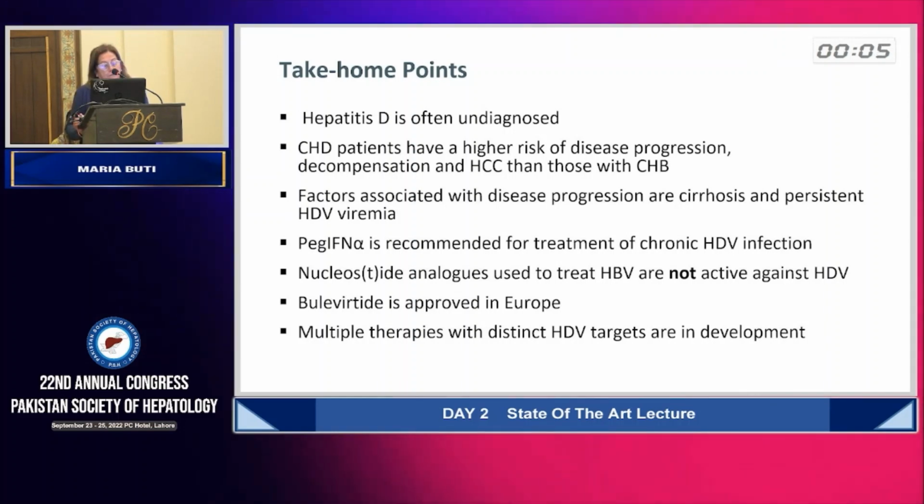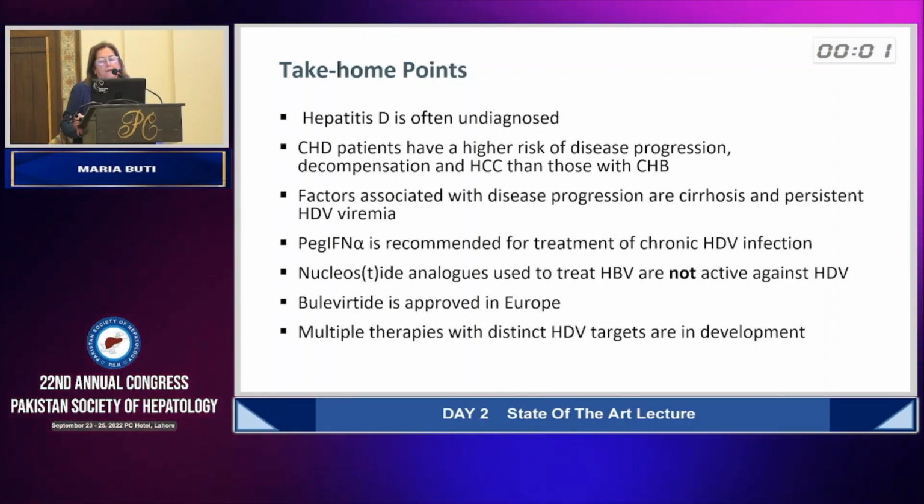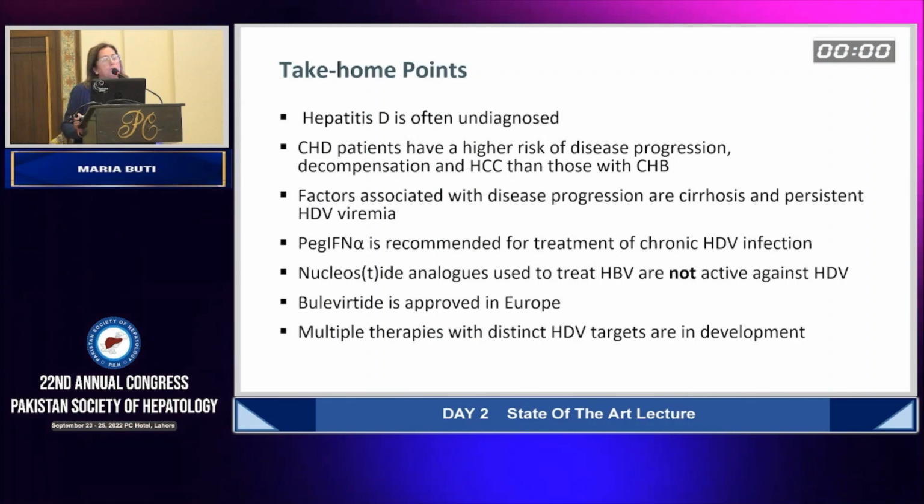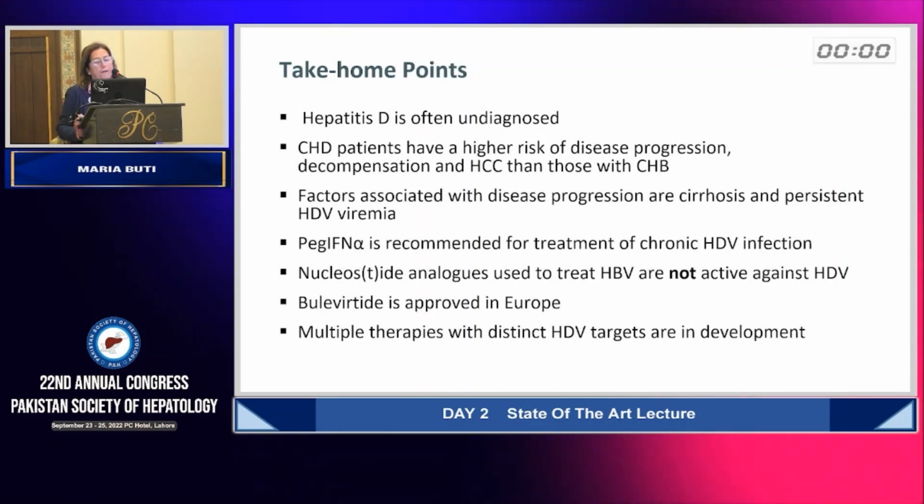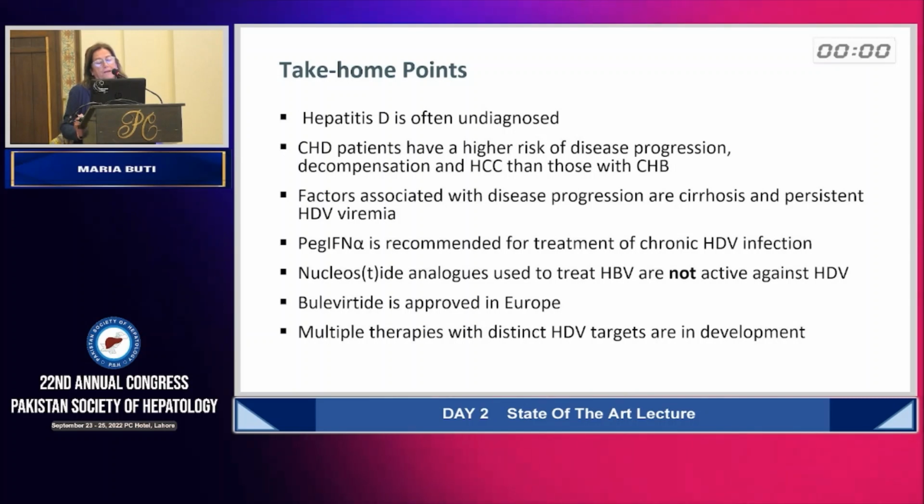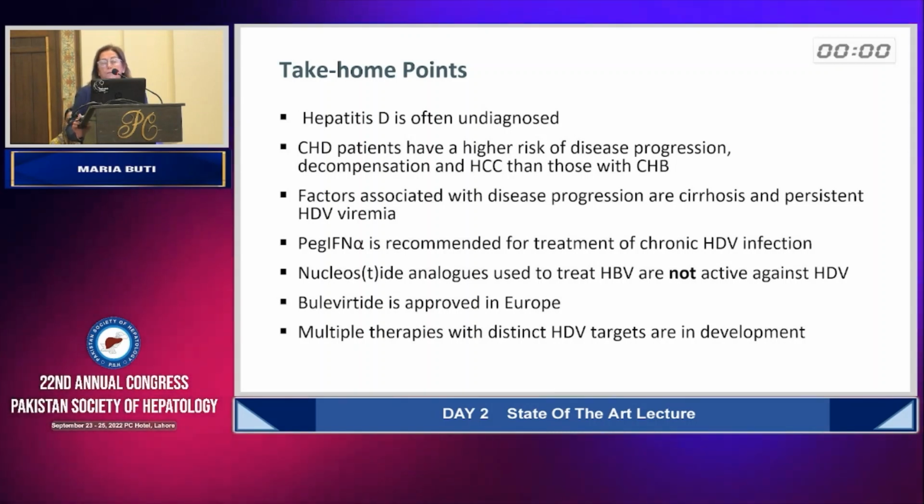PEG interferon is the recommended treatment for chronic hepatitis delta. Nucleoside analogs are not active against hepatitis delta. Bulevirtide is approved and used in Europe, and now we have different drugs against different targets in development for this disease. Thank you very much for your attention.